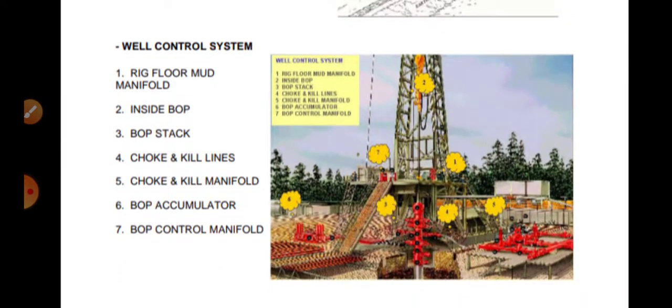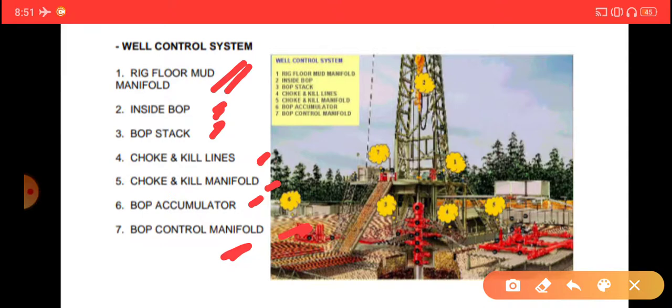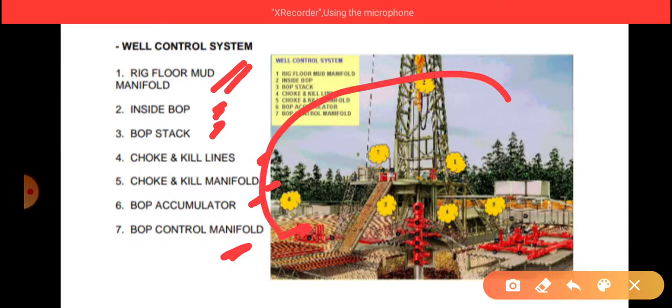And the next one is the well control system. What are the components of the well control system? First one is the rig floor mud manifold. Second one is the inside BOP. Third one, BOP stack. Fourth one, choke and kill lines. Fifth one, choke and kill manifold. Sixth one, BOP accumulator. Seventh one, BOP control manifold. So here you can observe 1, 2, 3, 4, all the information is available.